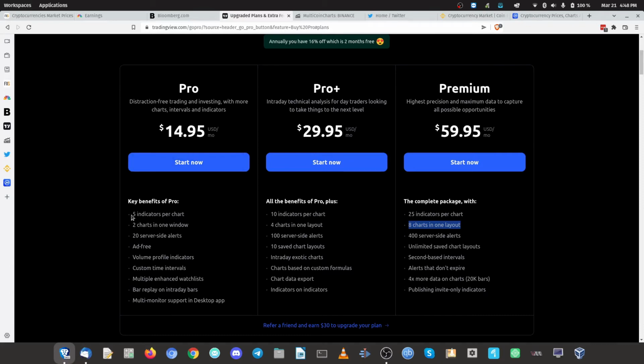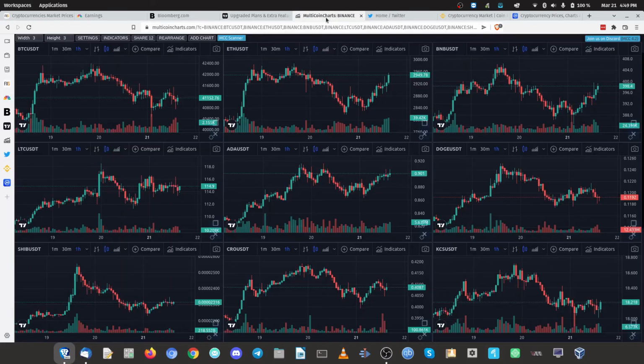allow you to do a lot more on the alerts side of things. You can see here 20 server-side alerts. So if you want to get alerted for something that's happening in the markets, this is pretty important and pretty useful. And in addition, you can also get 2 charts in one window. So if you want to do a bit more deep analysis, it's better to do that in TradingView rather than use multi-coin charts.